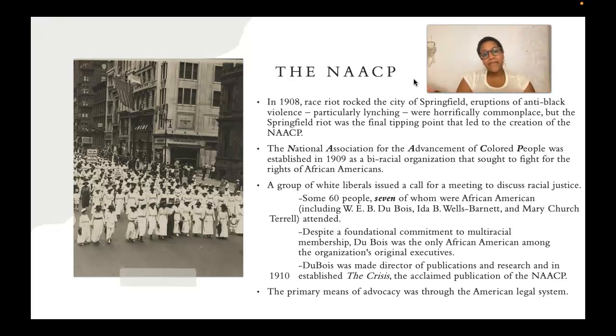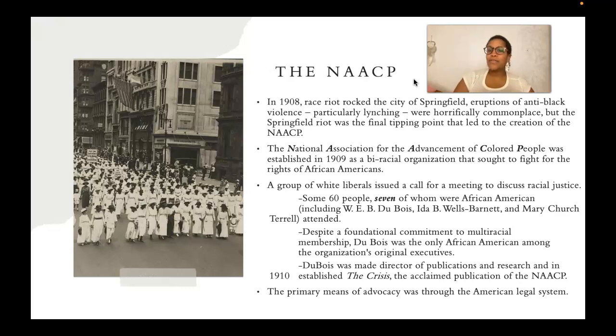The NAACP, the National Association for the Advancement of Colored People, was established in 1909 as a biracial organization that sought to fight for the rights of African Americans. And so you have a group of white liberals issuing a call for a meeting to discuss racial justice upon the Springfield riot taking place. There were 60 people in attendance in this meeting. 7 of the 60 were black, but included people like Du Bois, Ida B. Wells Barnett, Mary Church Terrell.